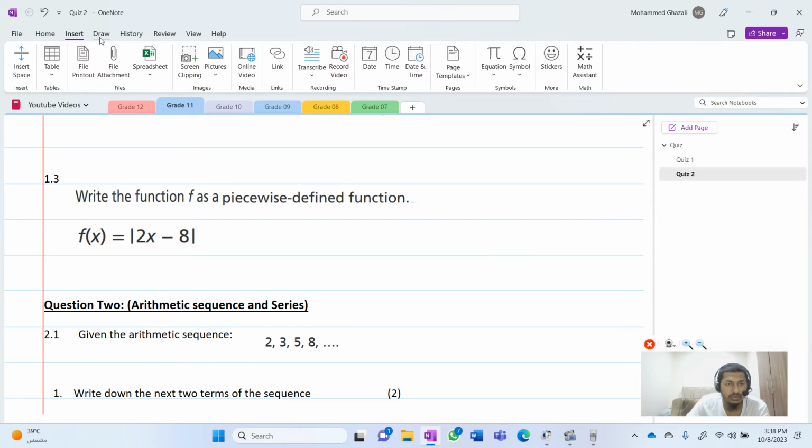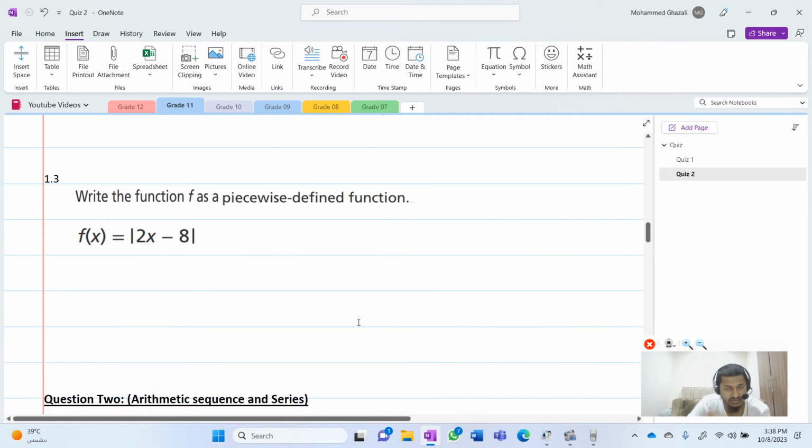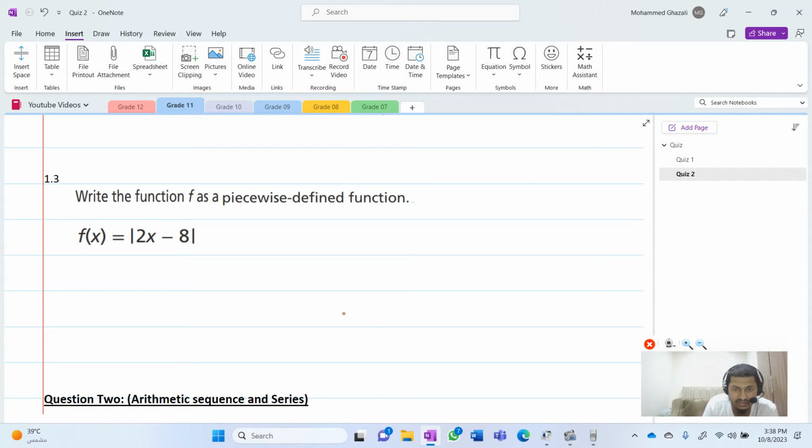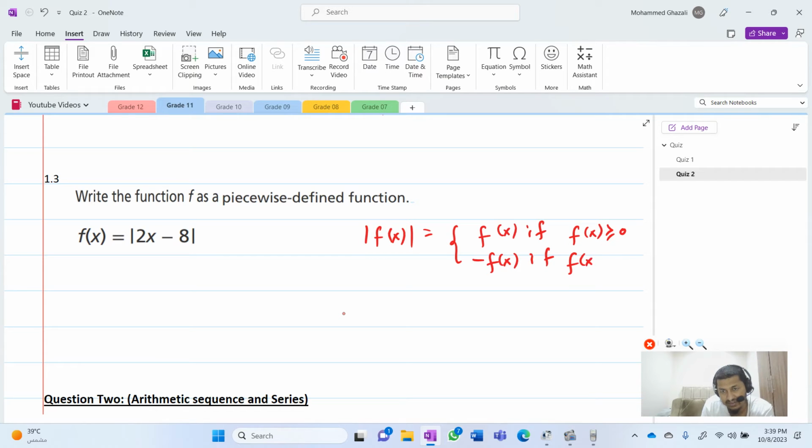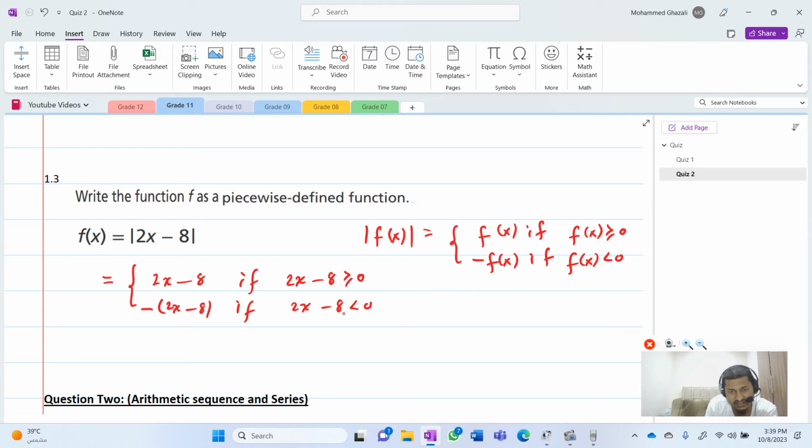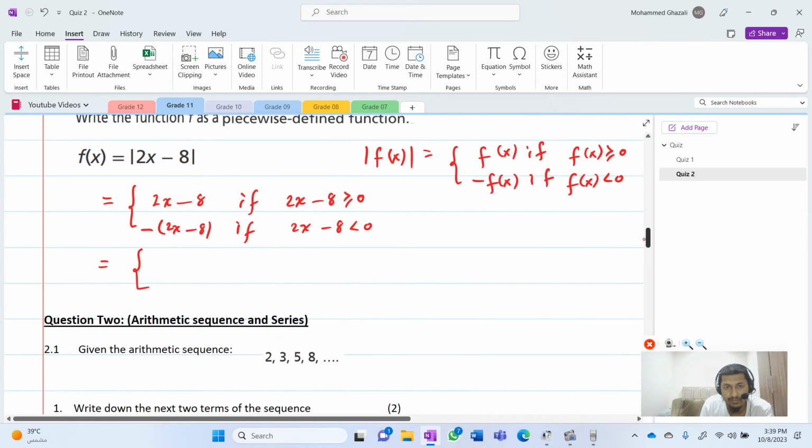Now the next one is to write the function f as a piecewise defined function. So how can I write this absolute value function as a piecewise function? We have a definition for absolute value of f of x. Absolute value of f of x is equal to f of x if f of x is greater than or equal to 0, and negative f of x if f of x is less than 0. Now applying this rule here, the absolute value of 2x minus 8 is 2x minus 8 if 2x minus 8 is greater than or equal to 0, and negative times 2x minus 8 if 2x minus 8 is less than 0. We still have to write it in absolute value form, simplifying the inequality.